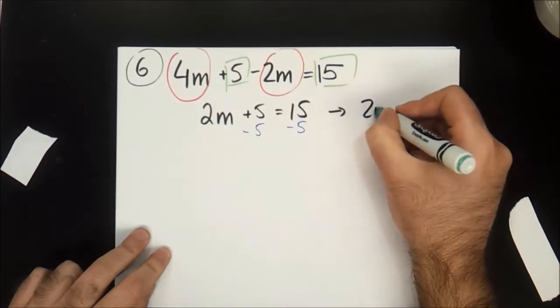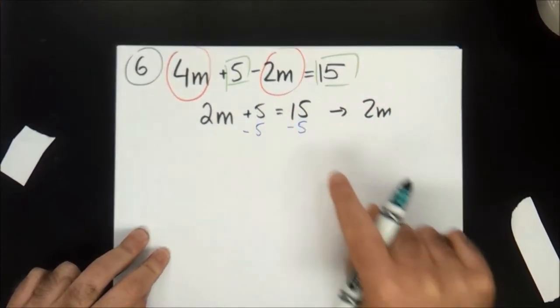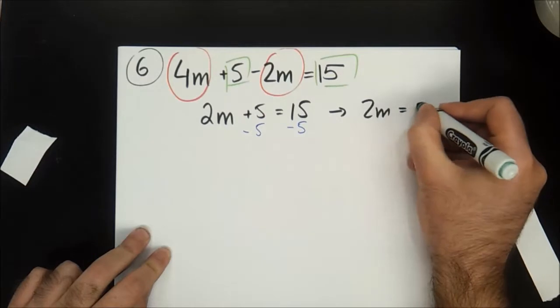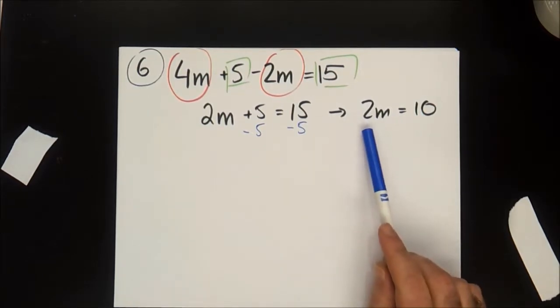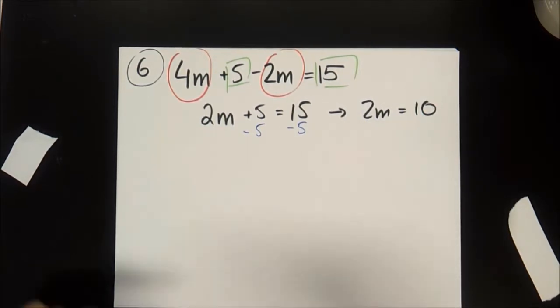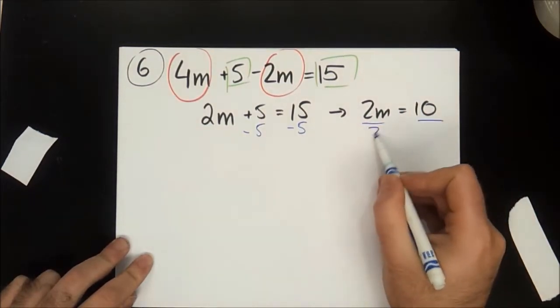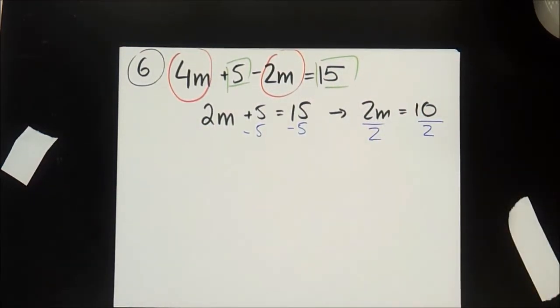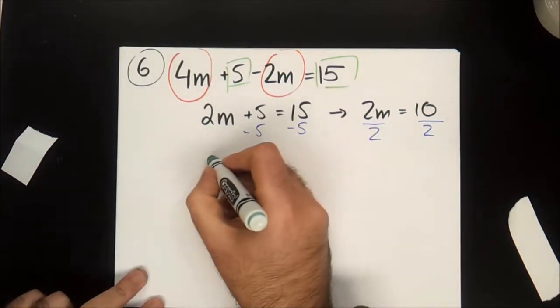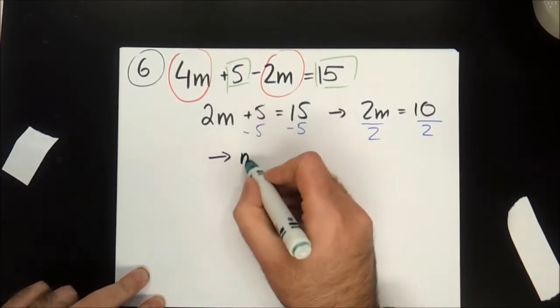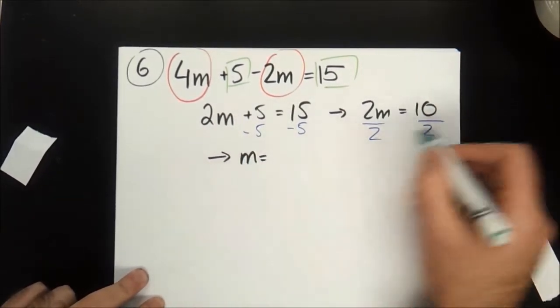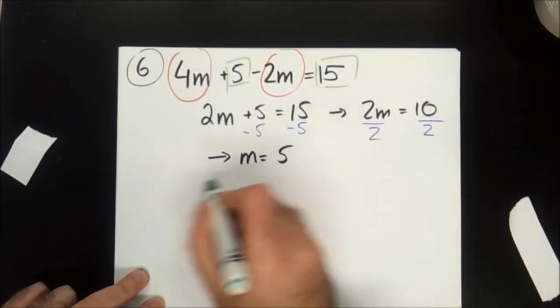Now I have 2m, that's gone, and here that's just equal to 10. 15 minus 5. Then what do I do next? I get rid of this 2. It's being multiplied by the m. What's the opposite of multiplied by the m? Divide, of course. So, that being said, my final answer: 2 divided by 2 is 1, so that's gone. So m equals 10 divided by 2, right here, that's 5.